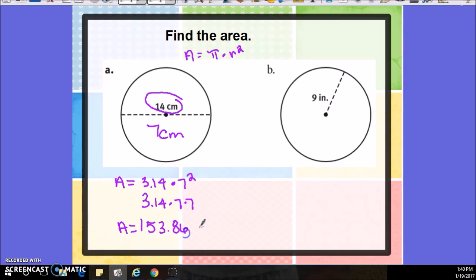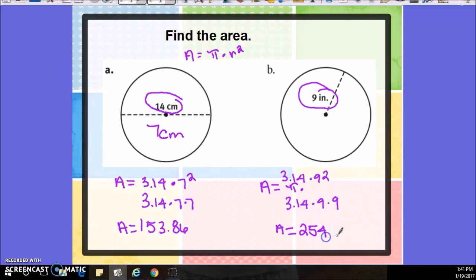For this one, what is given? The radius is already given, which is 9. So area is equal to pi, or 3.14, times 9 squared, or 3.14 times 9 times 9. And that gives us an area of 254.34. Did everyone get that? Yes.